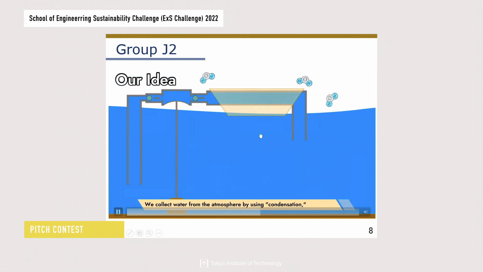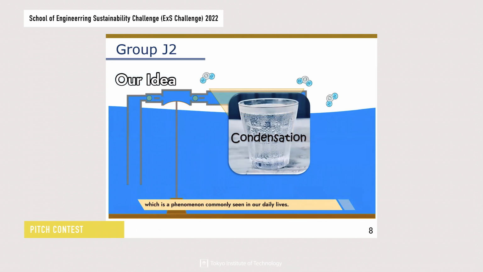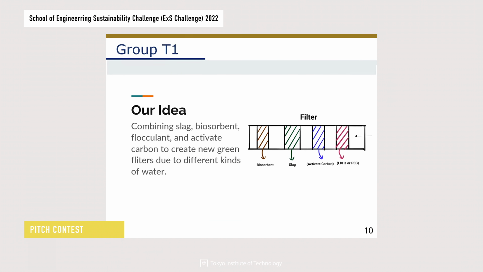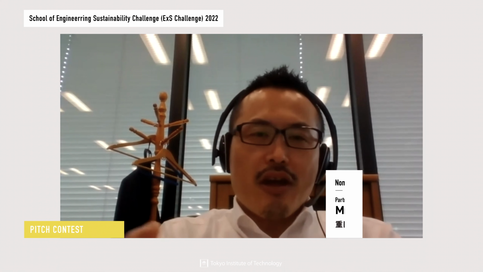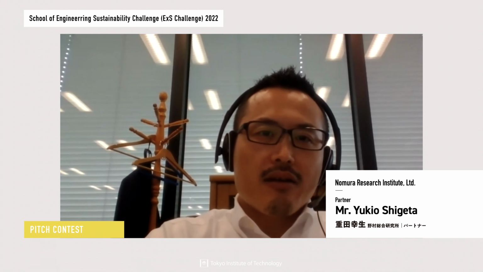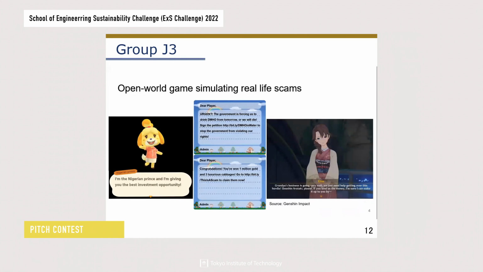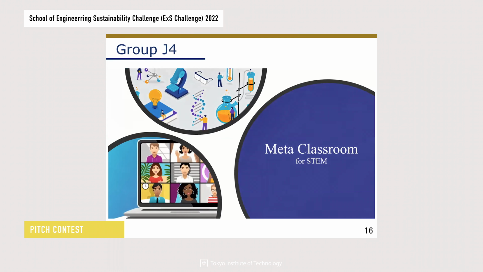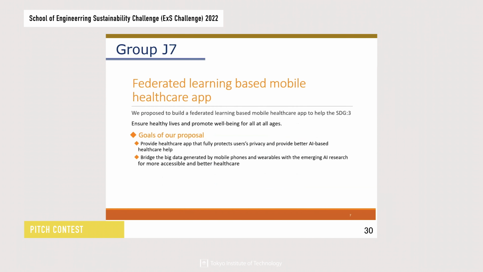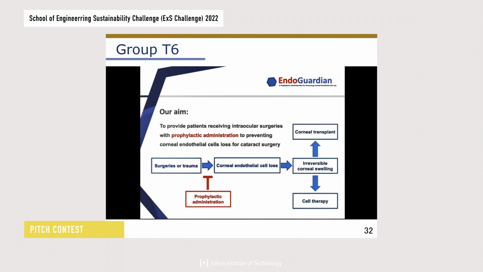We collect water from the atmosphere by using condensation, which is a phenomenon commonly seen in our daily lives. Chloride is removed by flocculant or hydrolyte. Do you have any technological background? We create an open world game simulating real life scams that have happened before, so that all the STEM students can cooperate online. Another thing is we can build bridges of big data generated by mobile phones and wearables. Thus, we aspire to provide patients receiving intraocular surgeries.